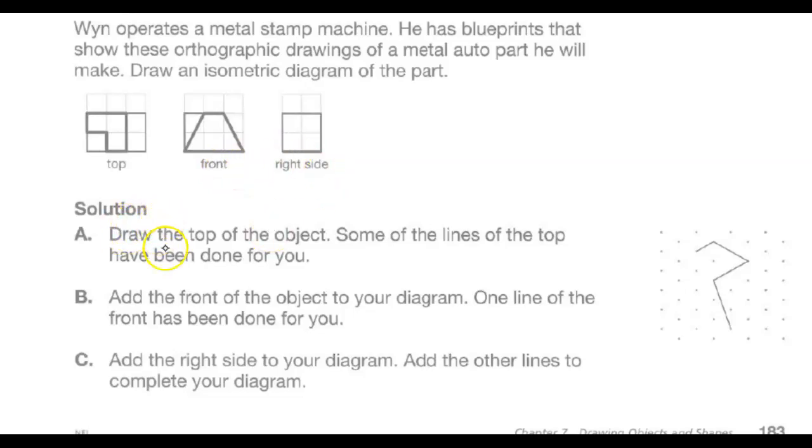Okay, so they give you some steps. Draw the top of the object. Some of the lines have been drawn for you. So remember, the front is going to be diagonal this way. It's going to be the front. Okay, and so it says to draw the top first. So the top there looks like overall it's a rectangle, but this L shape is closest. It's at the top, and it's 3 blocks.